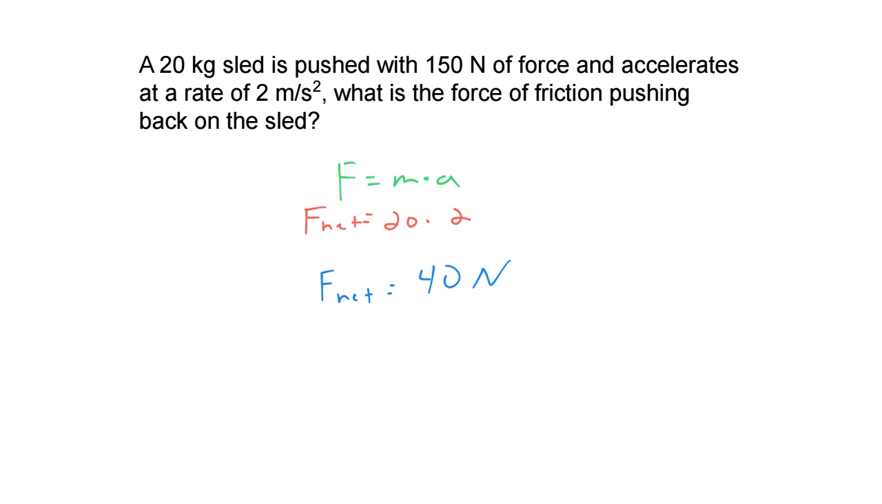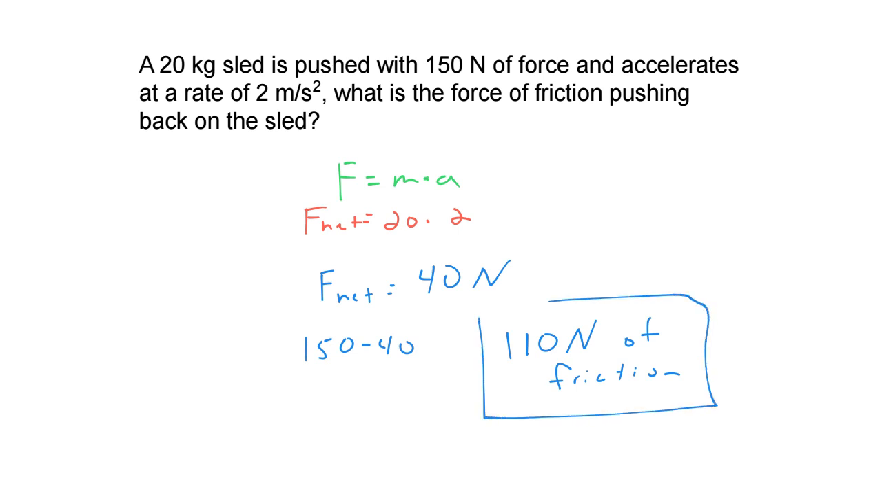All right, so 40 newtons are available to accelerate the sled, but we pushed with 150 newtons. So what happened to the rest of those newtons? Well, they were opposed by the friction force of the snow on the treads of the sled. So I'll just do my 150 minus the 40 to get that we have 110 newtons of friction. And I think it would be totally acceptable to make this a negative 110 newtons of friction because it's going in the opposite direction of our motion, which is with this 150 newtons.